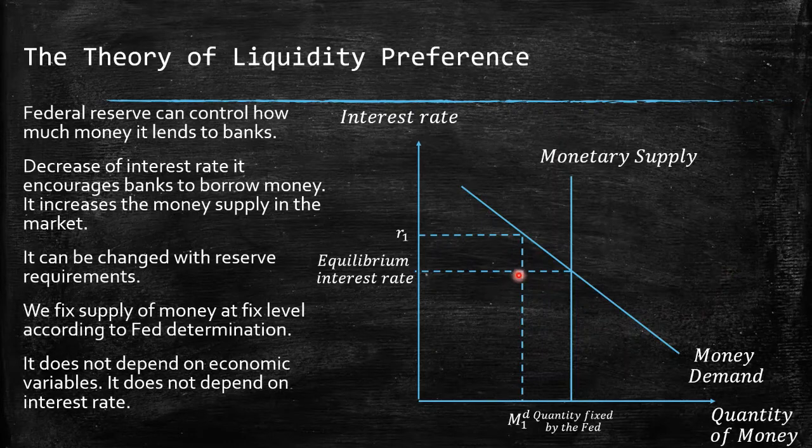So here, because there is a gap, at this interest rate we demand this quantity of money, but the supply is this one. So we need to adjust, or we need to decrease to this part until we arrive to this part, and then we find the money supply equal to the money demand.